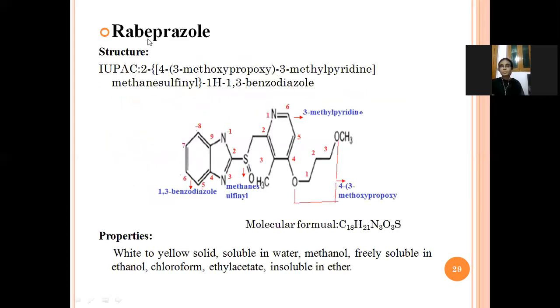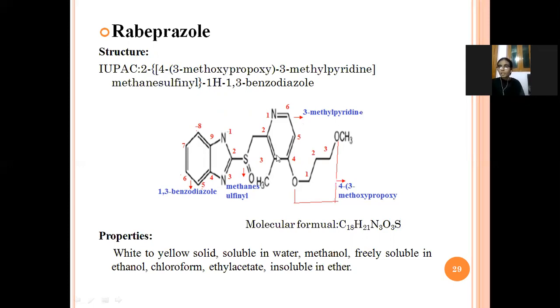Next, rabeprazole, and this is a structure, and IUPAC name is 2,4,3-methoxy propoxy 3-methyl pyridine methane sulfonyl 1,3 benzodiazole. See here, this is the structure of the benzodiazole. 1,3 benzodiazole. In second position, this is a methane sulfonyl. Here methane, and this is a sulfonyl, methane sulfonyl, and this is the structure of the pyridine.